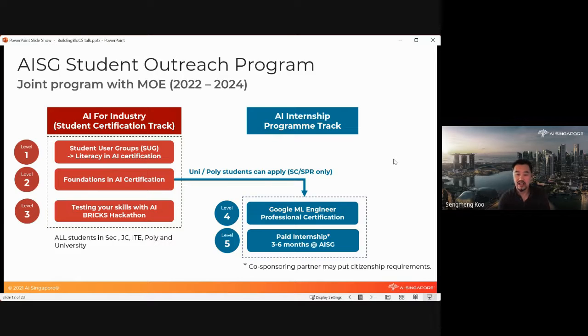So co-sponsoring companies may put in citizenship requirements for the paid internship because some companies, especially sensitive government agencies, can only hire Singapore citizens. So they are using this opportunity to look at the intern and even provide a follow-up scholarship. Right? Our target with MOE is 5,000 students per year for level 2, 500 for level 4, and 50 for level 5.